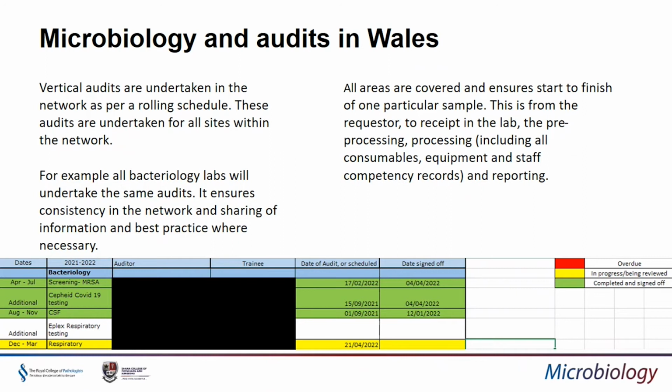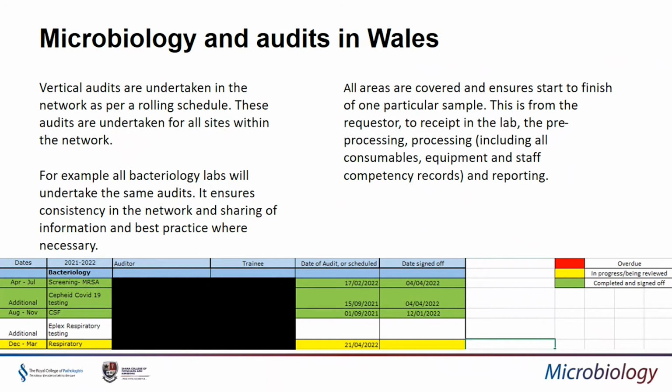So, microbiology and audits in Wales. Vertical audits are undertaken in the network as per a rolling schedule. These audits are undertaken for all sites within the network. So for example, all bacteriology labs will undertake the same audits. It ensures consistency in the network and sharing of information and best practice where needed. All areas are covered with vertical audits, from start to finish of one particular sample. So it could be, one of the ones we've got listed here, CSF sample, for August to November.